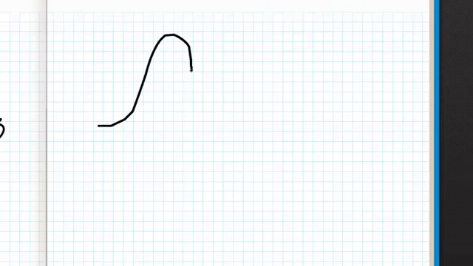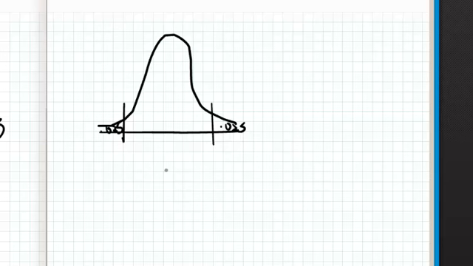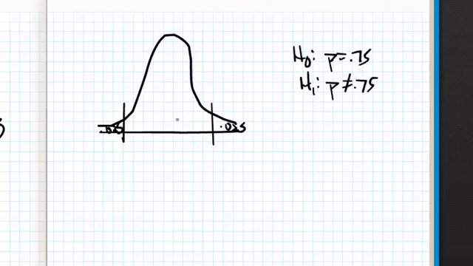Now think about this. I'm going to redraw my curve because that one's just horrific. Because it's two-tailed, I'm going to have a 0.025 on the top end and a 0.025 on the bottom end. Now remember, my null hypothesis was that P equals 0.75, and my alternative hypothesis was that P wasn't equal to 0.75, which means that I can miss on either side.